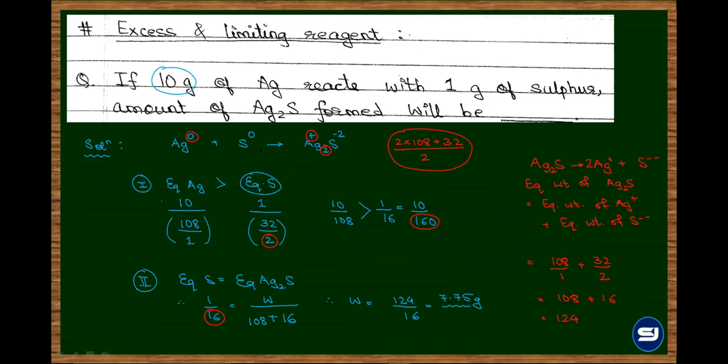So this method I've already given. For excess and limiting, this is a simpler method whenever a redox reaction is in consideration. Rather than balancing it and then doing the calculation, the equivalence method is better.